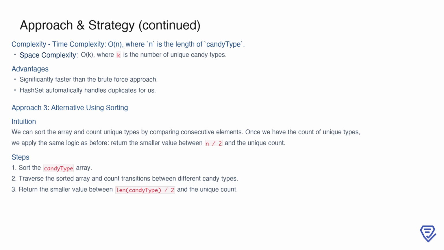The time complexity of this approach is O(n), where n is the length of the array, and the space complexity is O(k), where k is the number of unique candy types. This approach is not only faster but also more elegant compared to brute force.